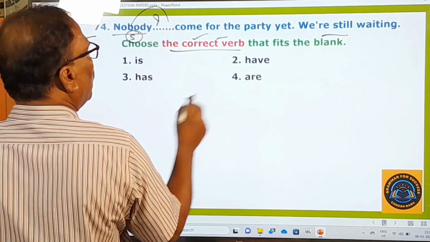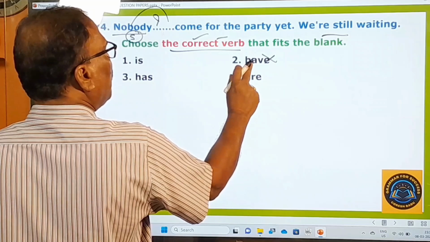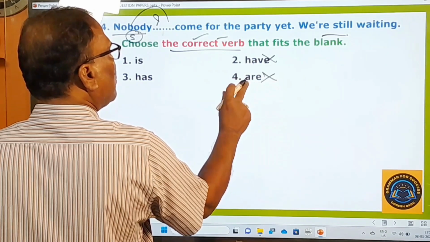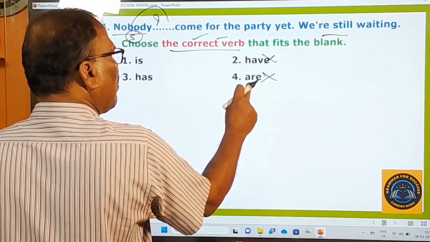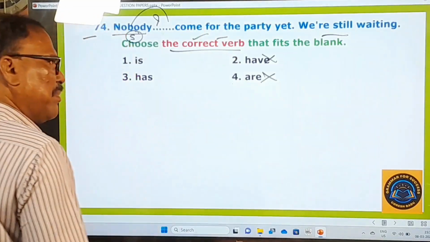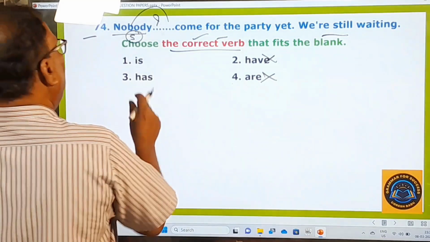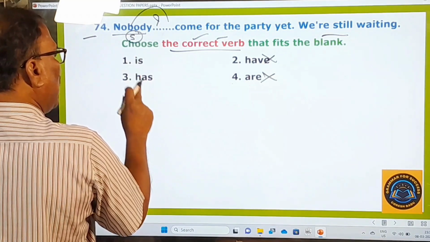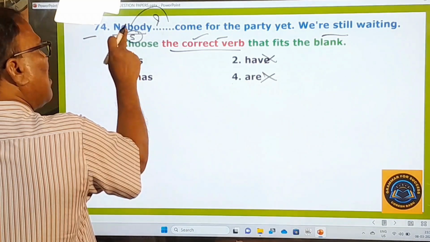After this you cannot say have. Have is a plural helping verb. You cannot say are, because are is a plural helping verb. Have and are, these two are plural helping verbs, and therefore they are outright eliminated. And only is and has, these two are singular helping verbs, because this is a singular word.